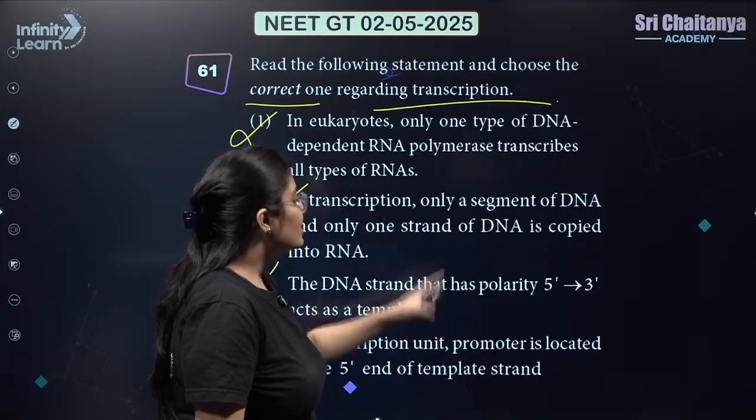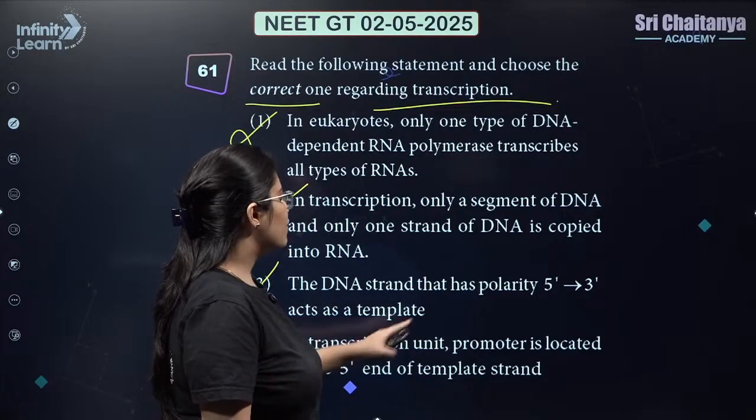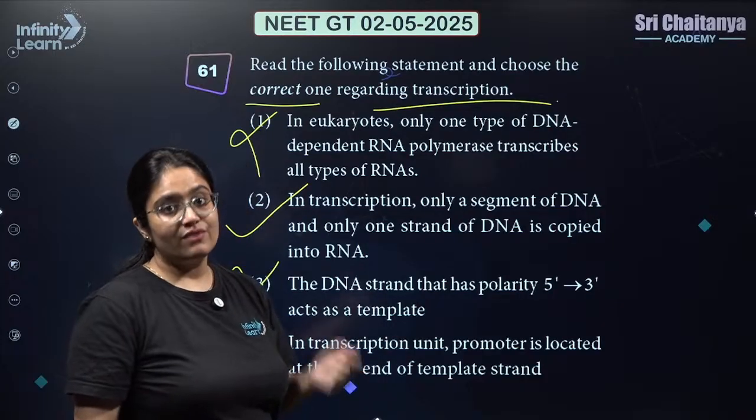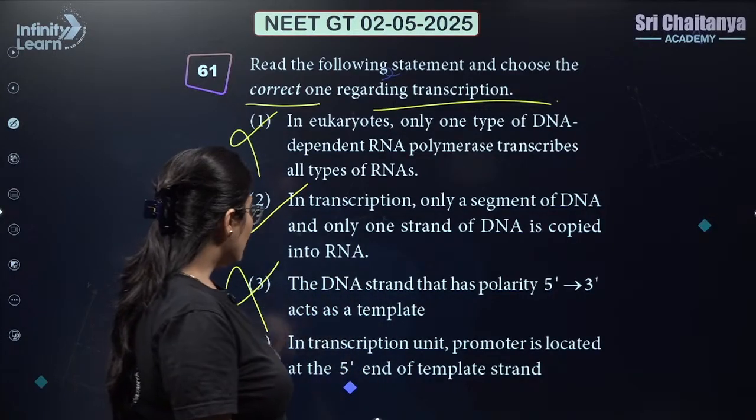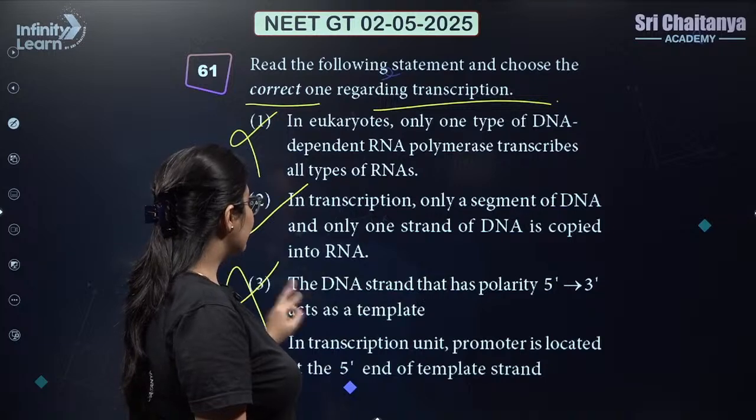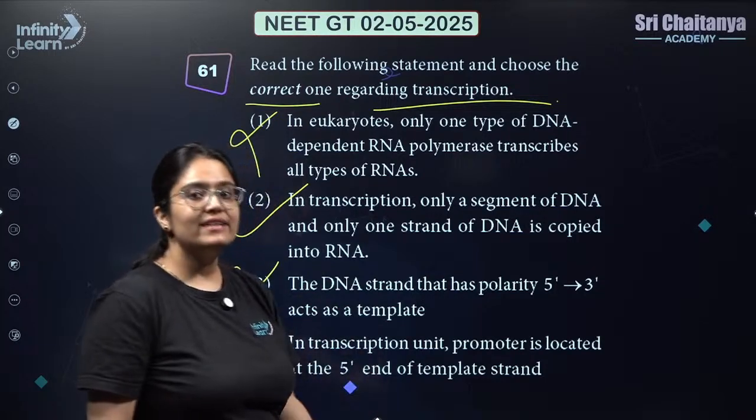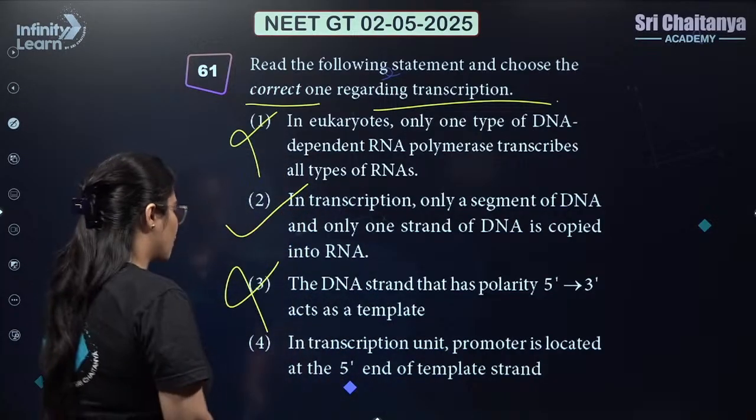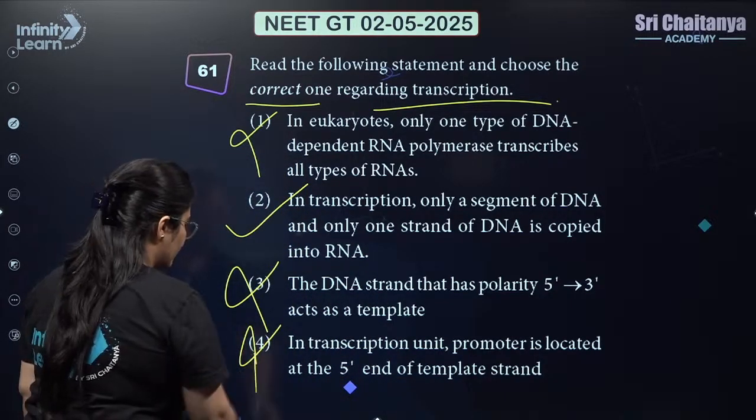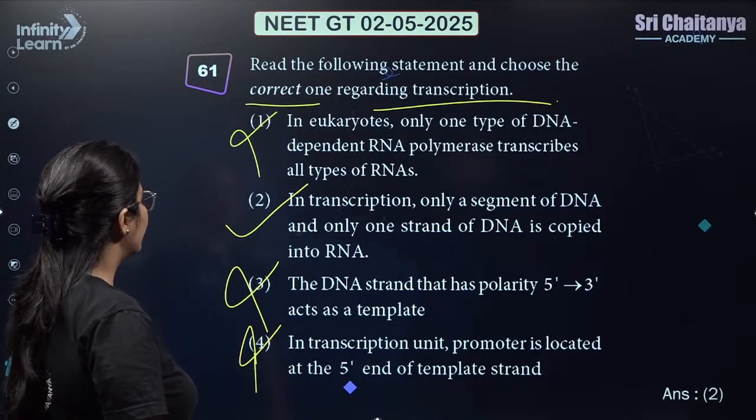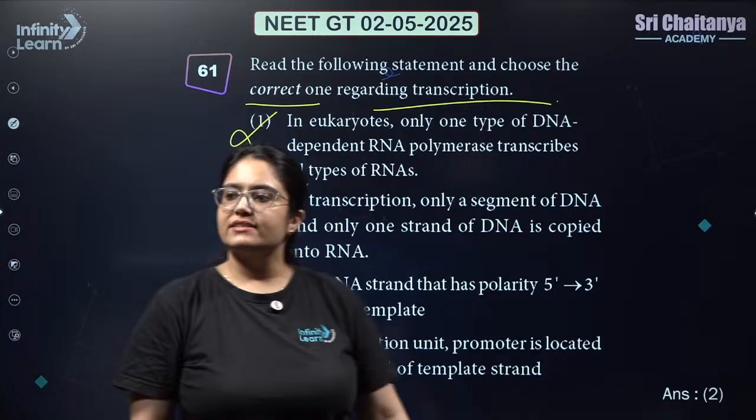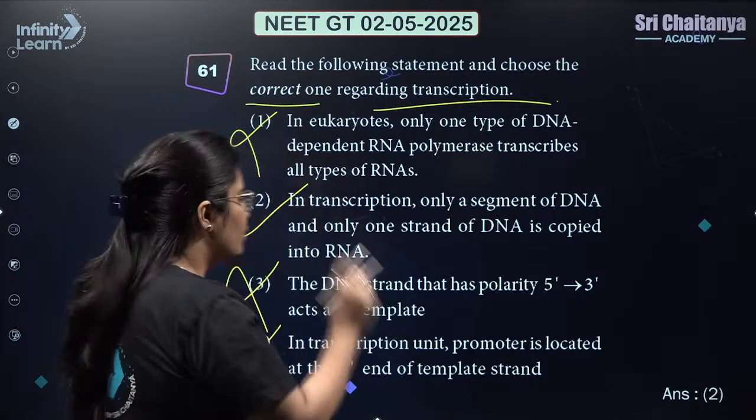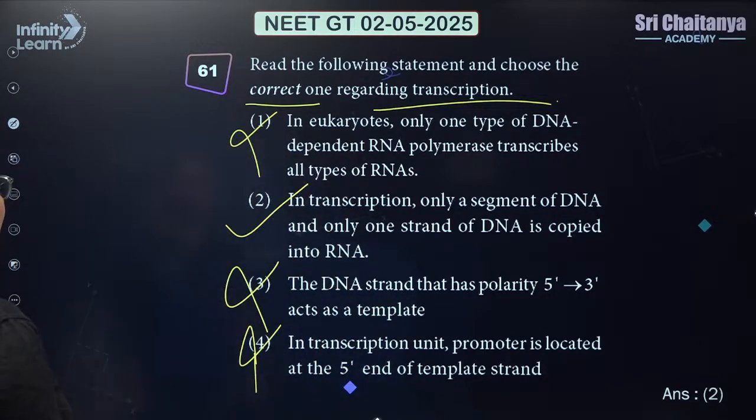In the transcription unit, the promoter is located at the 5' end of the template strand. Remember, in the transcription unit, these positions are given with respect to the coding strand. So the promoter is located at the 5' end of the coding strand, or structural gene if you say, is correct. But just saying template strand is wrong. So this is also wrong. So your correct answer is 2. Yes, guys, everyone? Excellent. Let's see the next question.